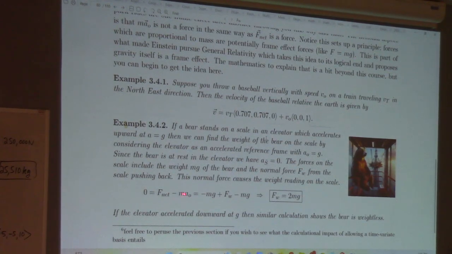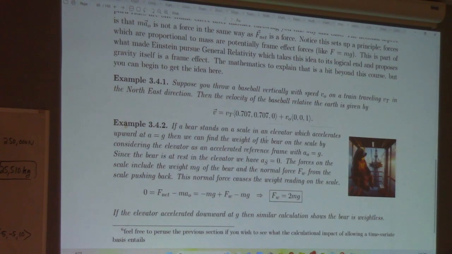So we have the net force minus the mass times the acceleration of the moving elevator. So minus mg plus the weight has to be equal to 0 because the bear is not accelerating in the frame of reference of the elevator. So effectively, it doubles the bear's weight, right? If the elevator is accelerating up at acceleration g, it would tell the bear he's twice as heavy as he actually is. Other extreme, the elevator's going down at g.